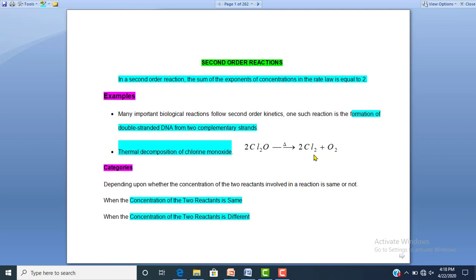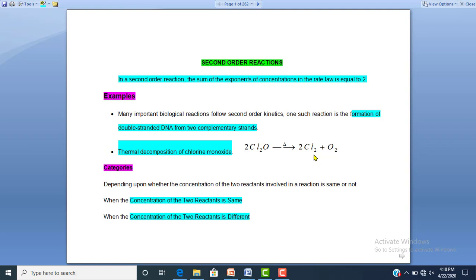Dear students, second order reaction is the reaction in which the sum of the exponents of concentration in the rate law should be equal to 2. And the examples are number 1, formation of double-stranded DNA from two complementary strands, and the second example is thermal decomposition of chlorine monoxide.